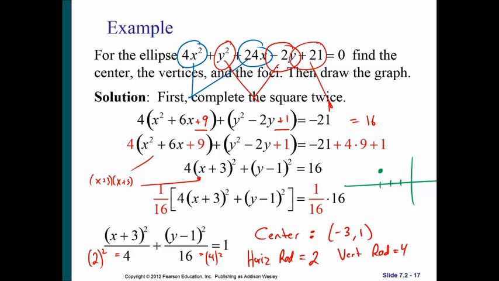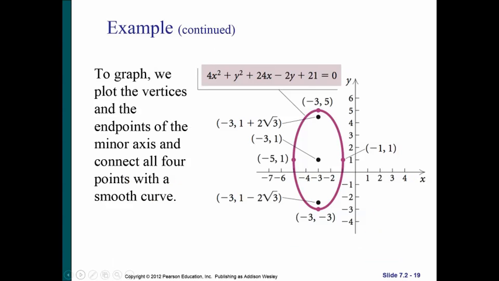There's the center. I've got a horizontal radius of 2: 1, 2, 1, 2. And I have a vertical radius of 4: 1, 2, 3, 4. 1, 2, 3, 4. Looks something like that. This is your y-axis. This is your x-axis.